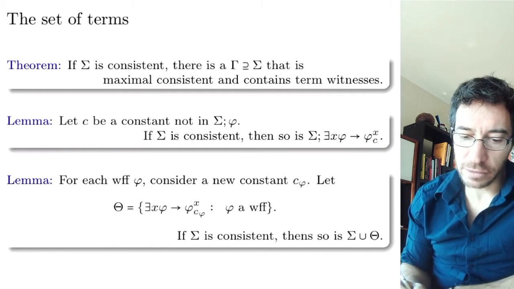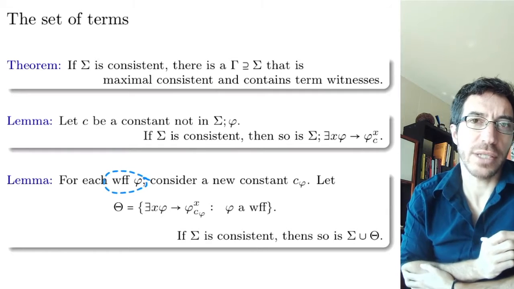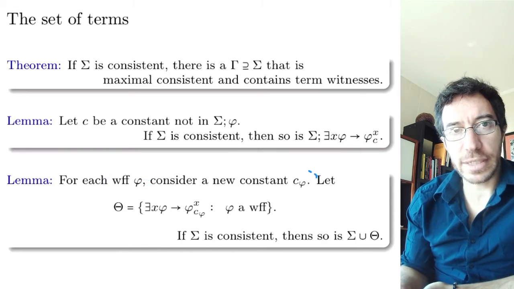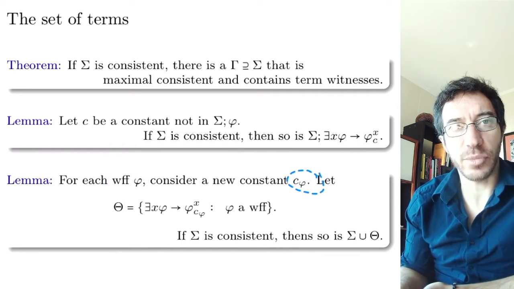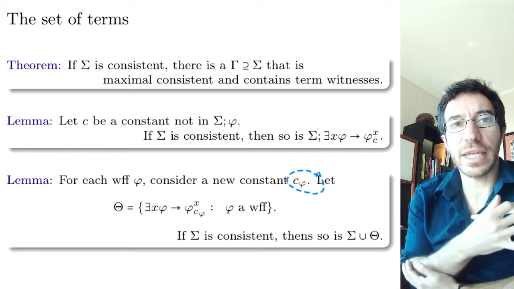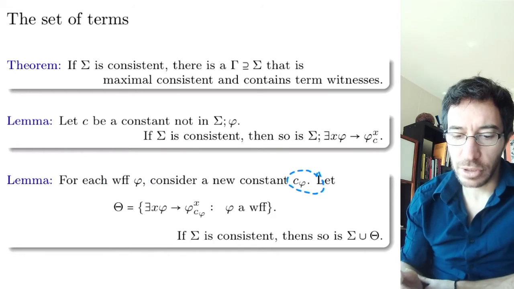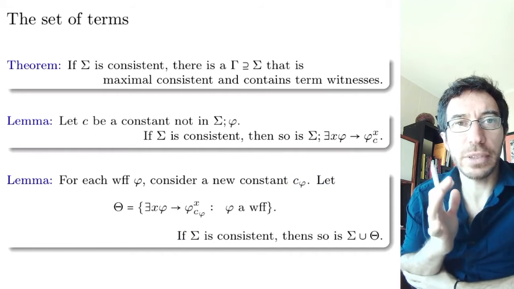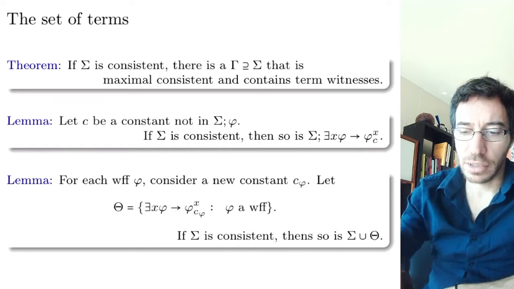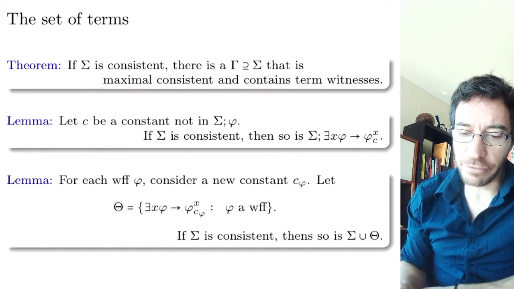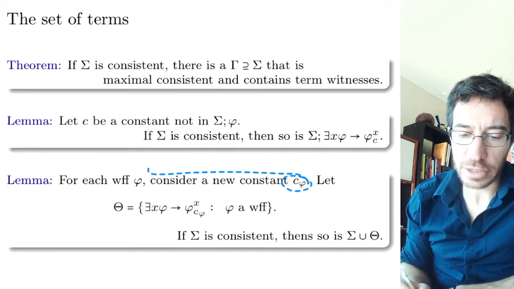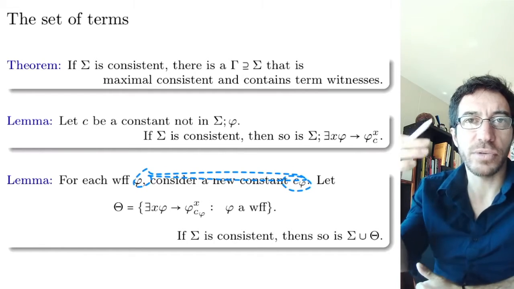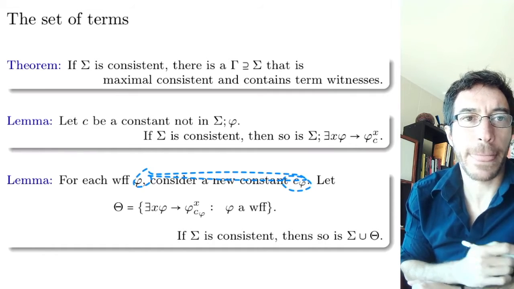For each well-formed formula phi, or sentence is fine, consider a new constant symbol, c sub phi. So c sub phi is just a symbol. We're just taking a new one that hasn't been seen before, that doesn't show up in sigma or anywhere. Completely fresh symbol, we just created out of nothing, that we call c sub phi. And we call it c sub phi because we want a different constant symbol for each different phi.